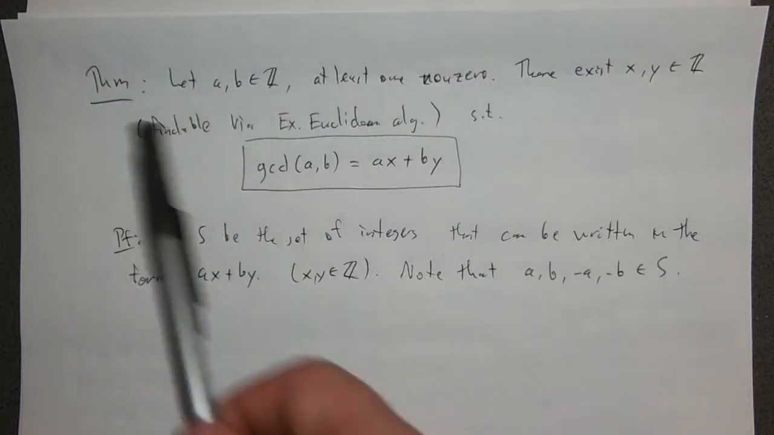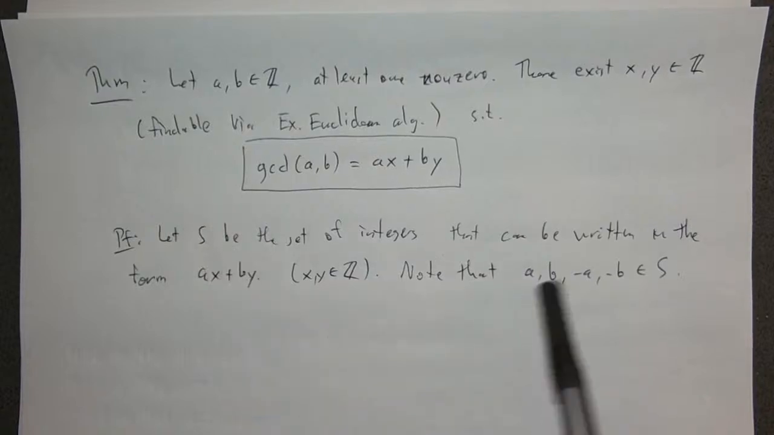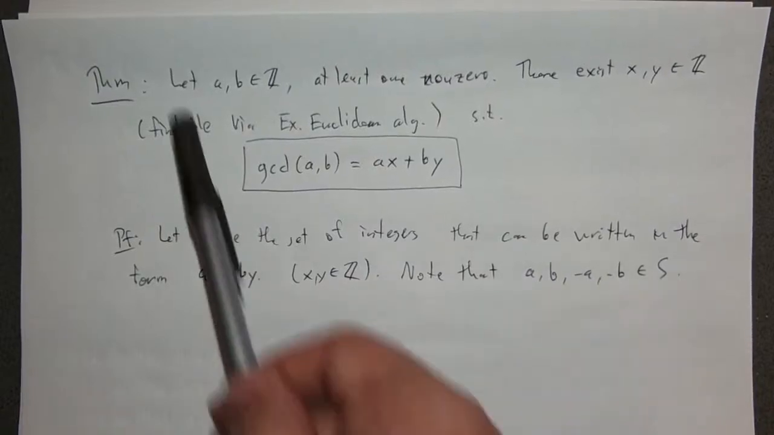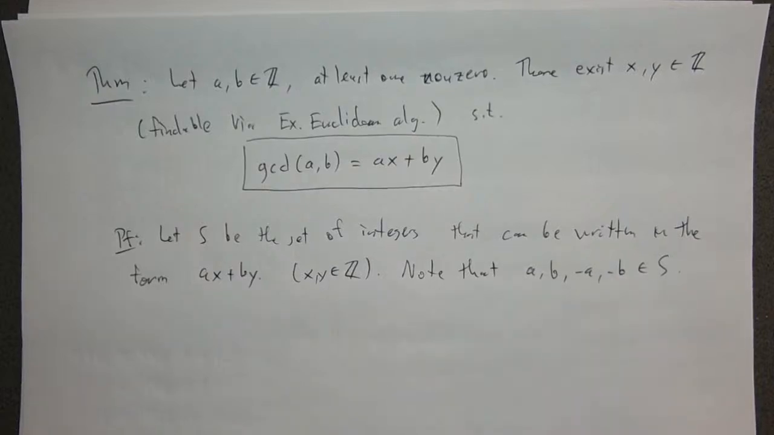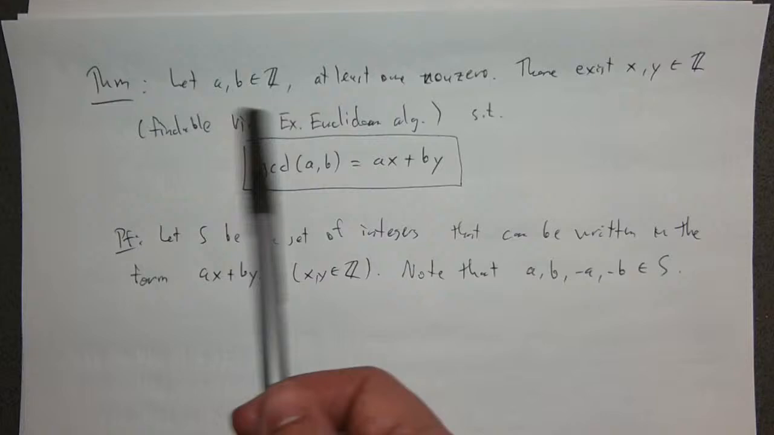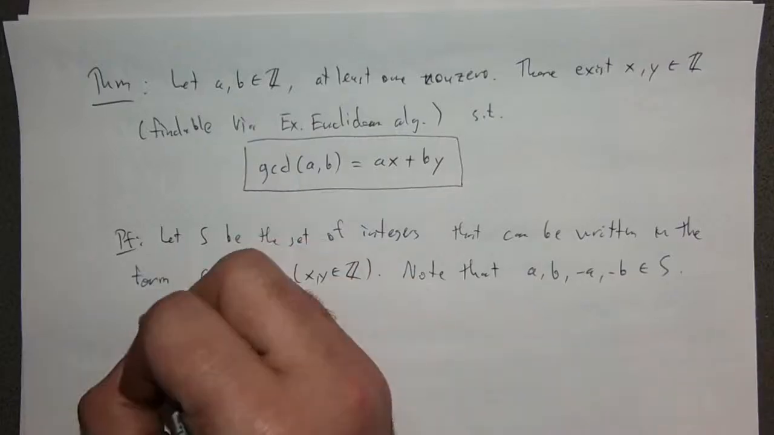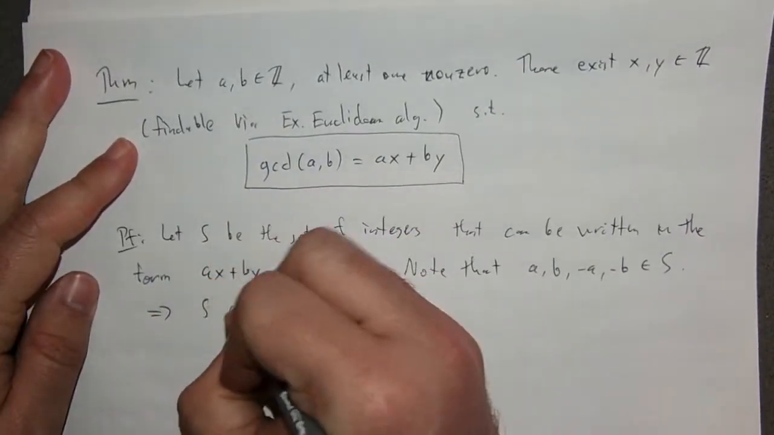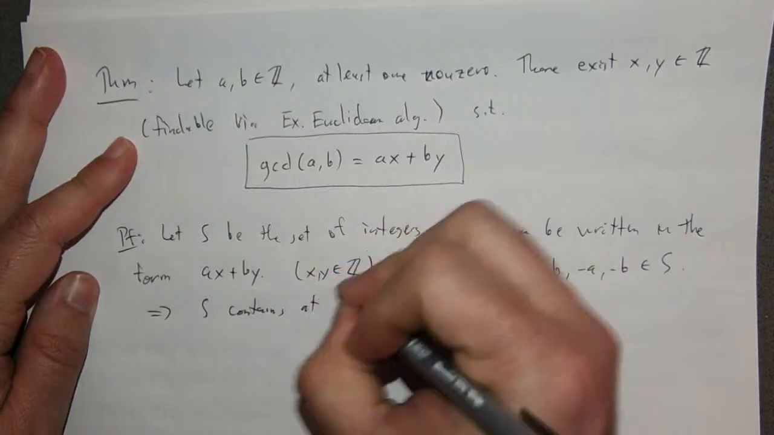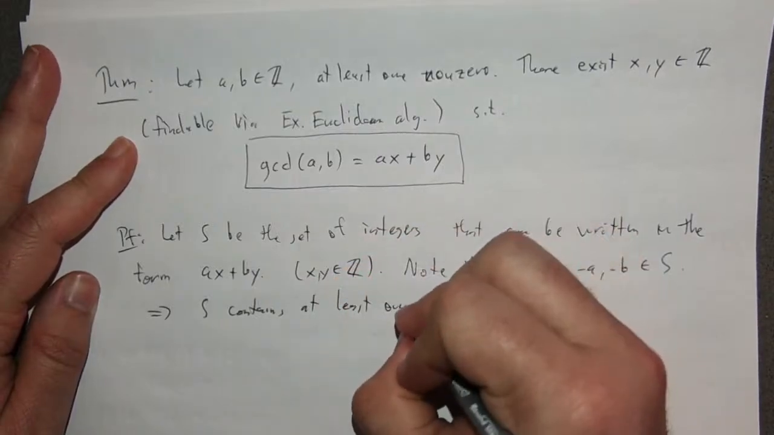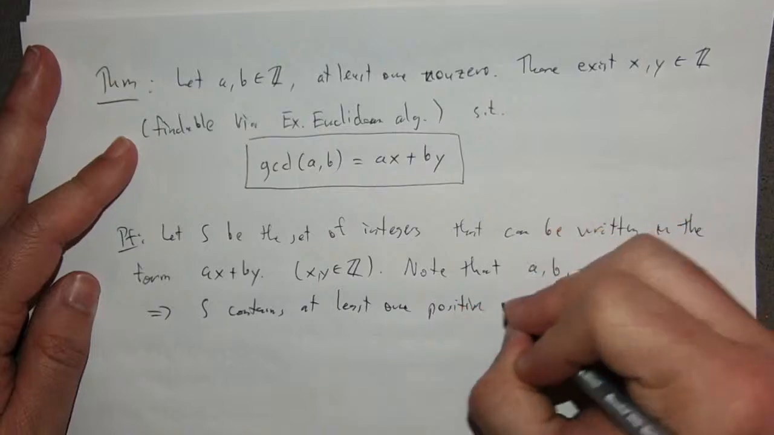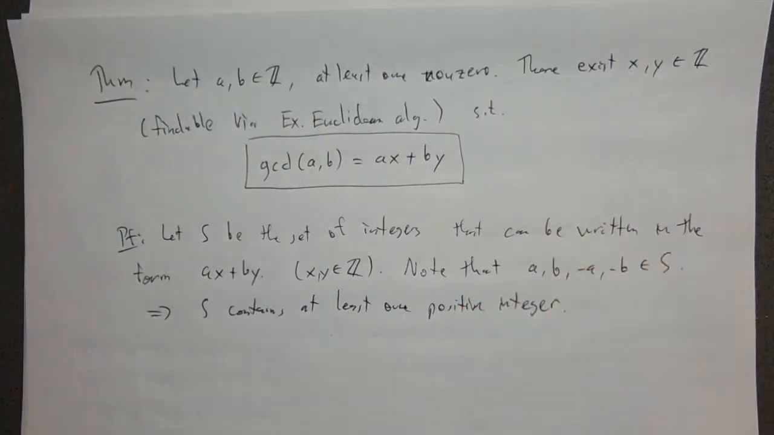Whatever A is, whether it's positive or negative, if it's positive, then A is a positive element of S. If it's negative, then minus A is a positive element of S. So I listed out all of these because regardless of whether A or B is zero, since at least one of them is non-zero, this list guarantees that S at least contains a single positive integer. I.e., S contains at least one positive integer. Now we're cooking. We are good.